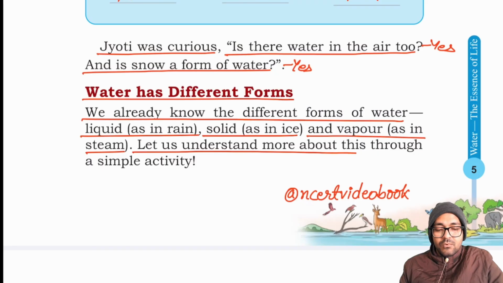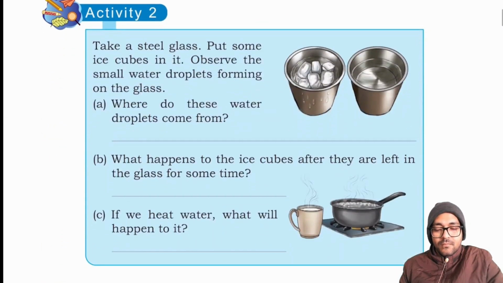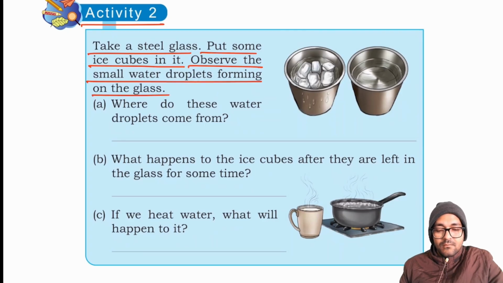Let us understand more about this through a simple activity. Activity 2. Take a steel glass, put some ice cubes in it. Observe the small water droplets forming on the glass. When you put some ice cubes in a steel glass, you will see that water droplets are forming on the outside portion of the glass. This is due to condensation of water vapor present in the atmosphere. A. Where do these water droplets come from?